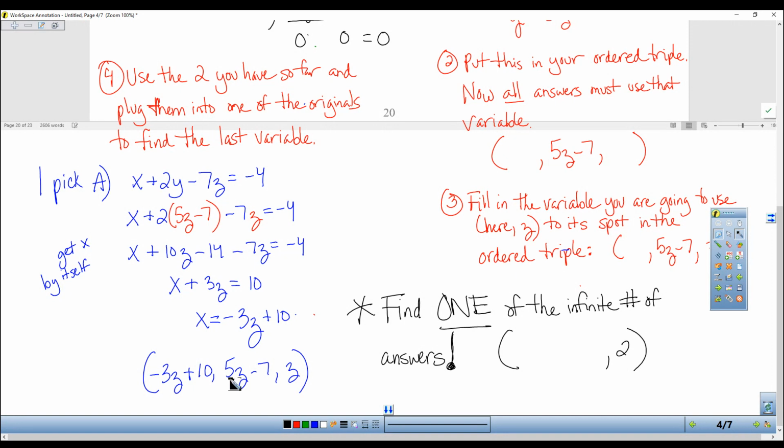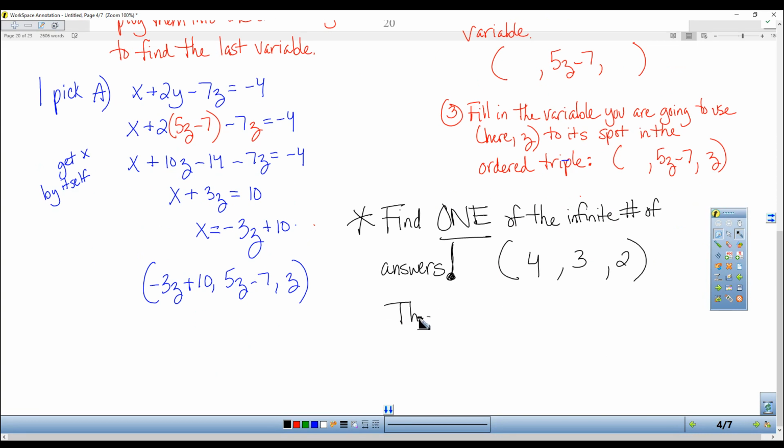If z is 2, then y is 5 times 2 is 10. 10 minus 7 is 3. If z is 2, negative 3 times 2 is negative 6. Negative 6 plus 10 is 4. If I'm right, then these should work. This answer should work in all 3 original equations.